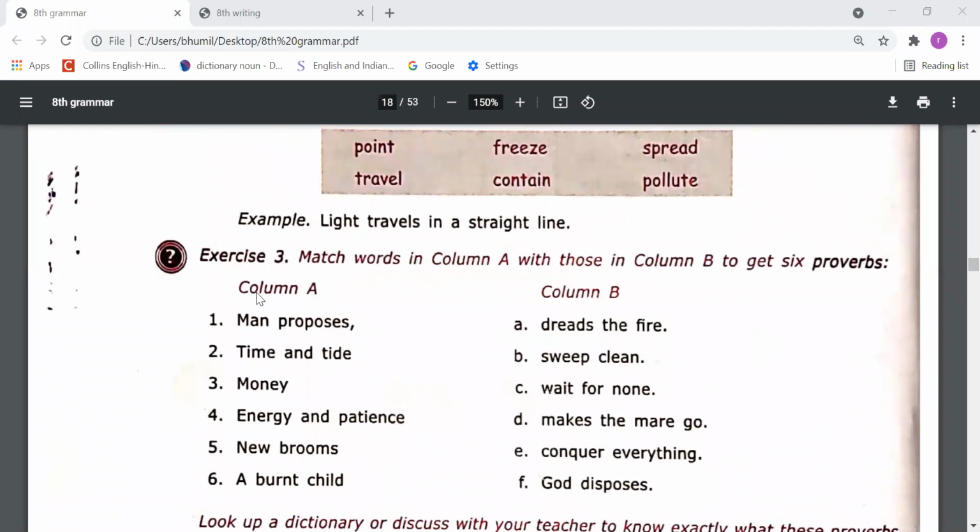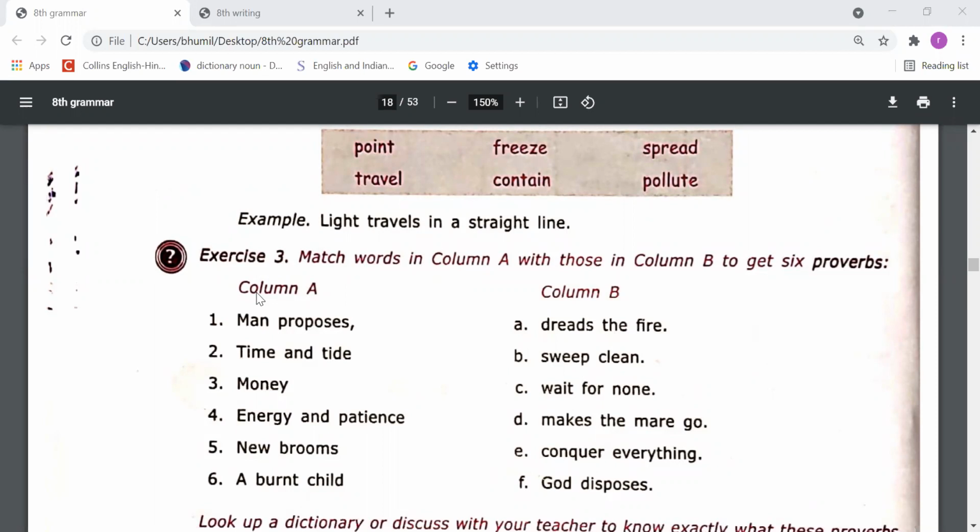Match words in column A with those in column B to get six proverbs. So dear students, some parts of proverbs are written here. Proverbs, you know, as we use in Hindi, muhavre. So we need to match the right part with the starting part of these proverbs. Column A: man proposes, time and tide, money, energy and patience, new brooms, burnt child. Column B: dreads the fire, sweep clean, wait for none, makes the mare go, conquer everything, God disposes. So let's match them.